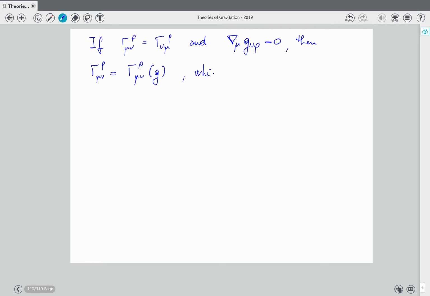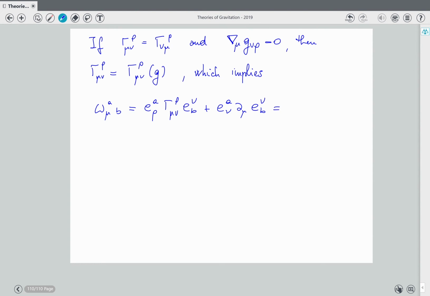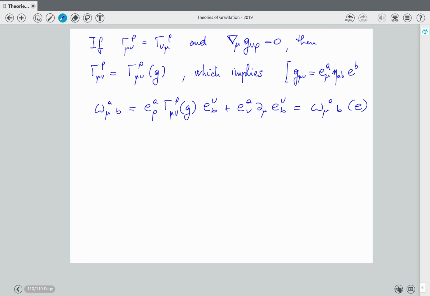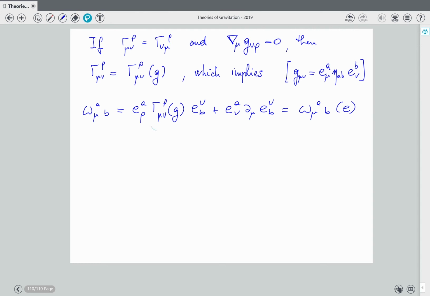Then, which implies of E. So this is a function of G now, but G, let's recall that G is a function of E. And again, if these two conditions hold, then you have that everything, the connection is uniquely defined, and of course it has to be, if it is defined uniquely in one basis, it has to be defined in every other basis, because it's only a change of basis.